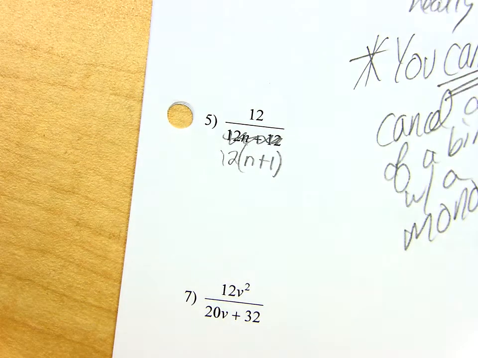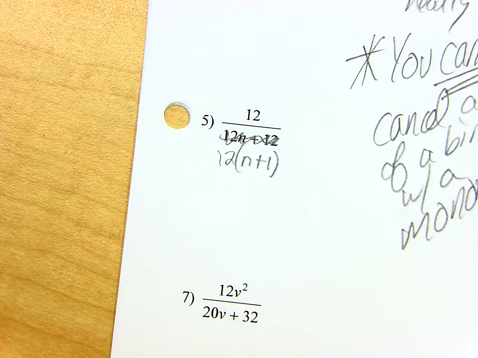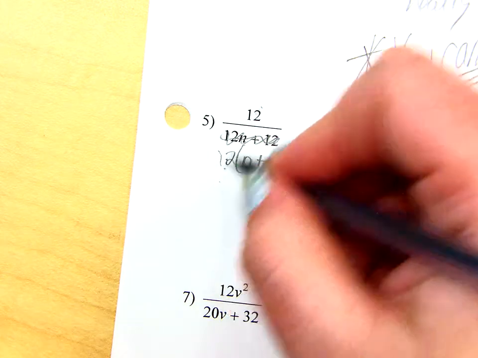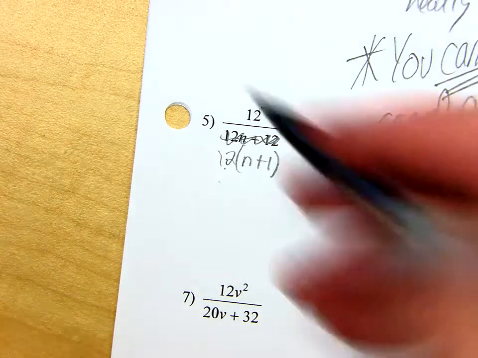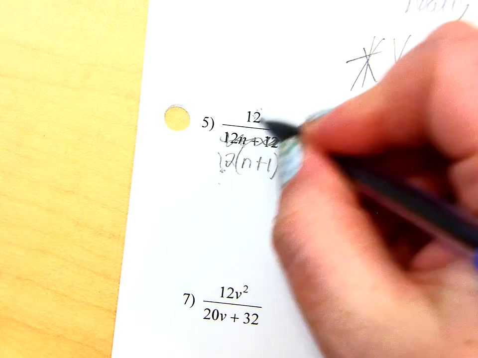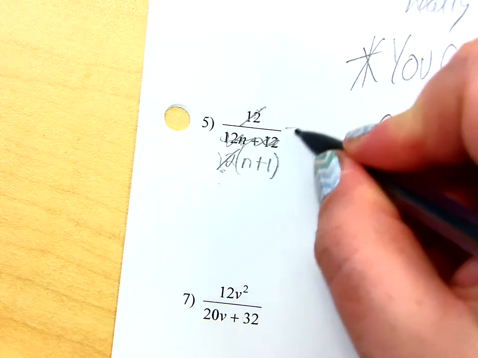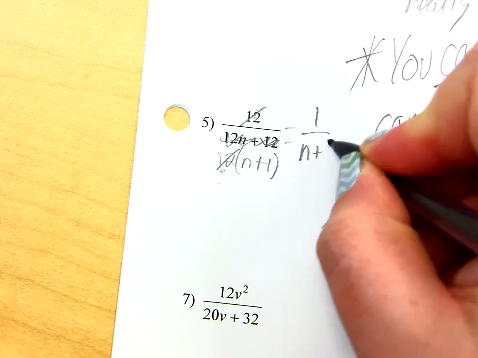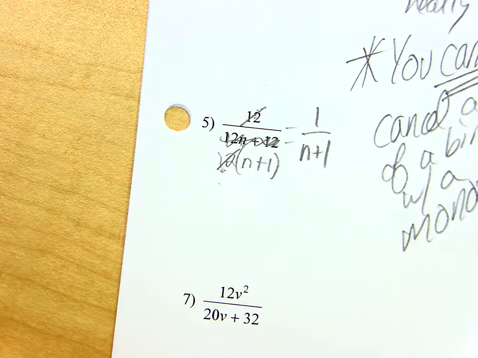So now if I'm looking at my numerator and denominator, what can I do? Yes, these 12s can cancel because they're both single numbers. They're not part of a binomial. So you and you, sure, you can cancel. So what's my final answer look like? 1 over n plus 1. Correct.